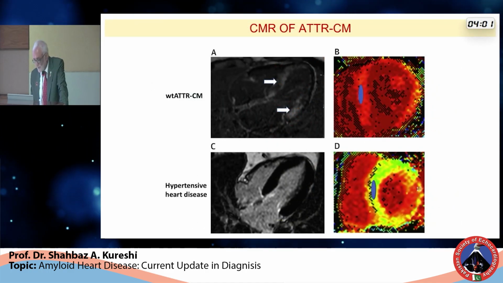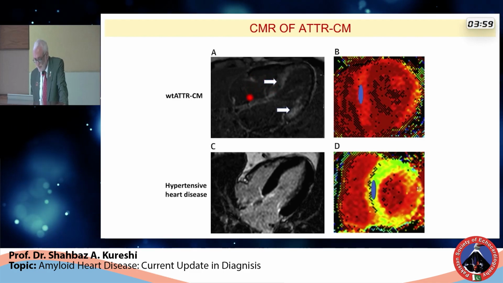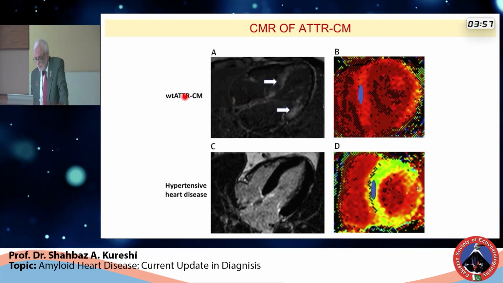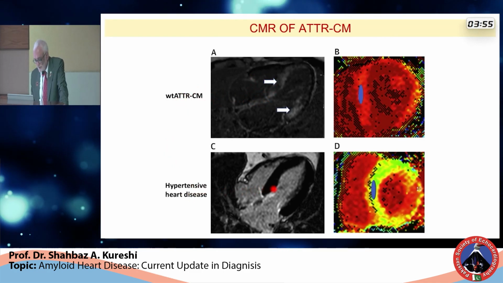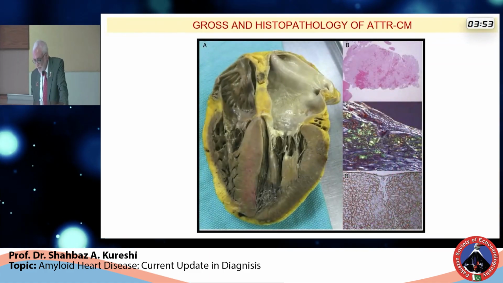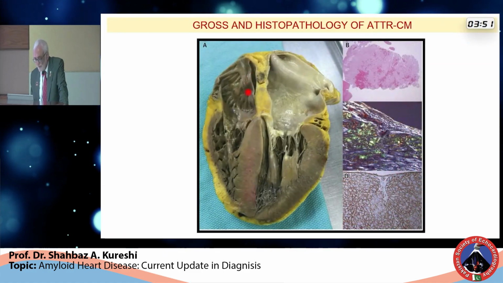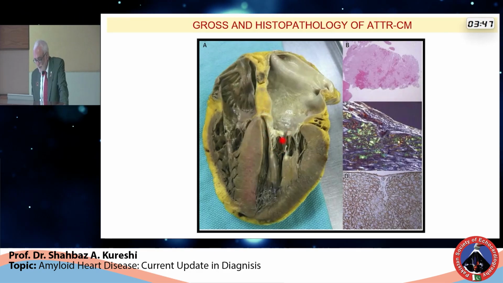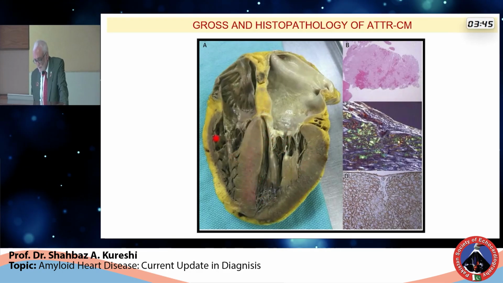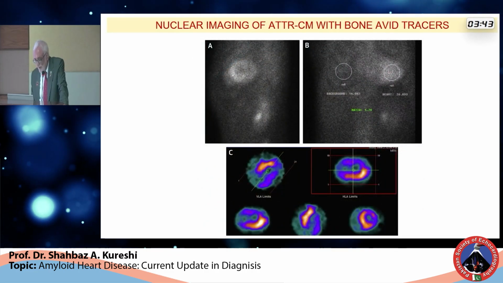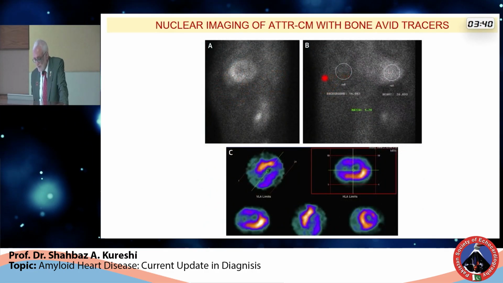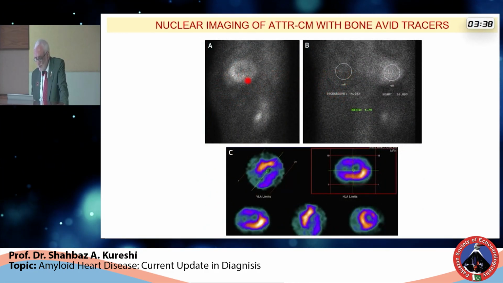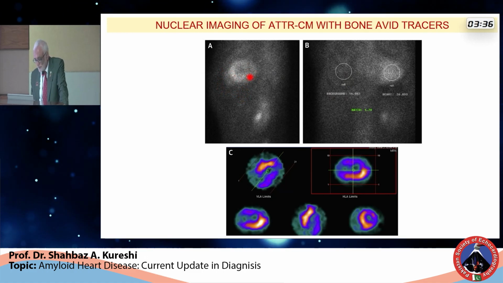CMR appearance in patients with cardiomyopathy, ATTR, and those with hypertensive heart disease having amyloidosis. Then you have the gross pathology here, thickening of the interatrial septum, of the valves, of the left ventricle, of the right ventricle here. The uptake which you can see in this patient where the diagnosis of amyloidosis was made.